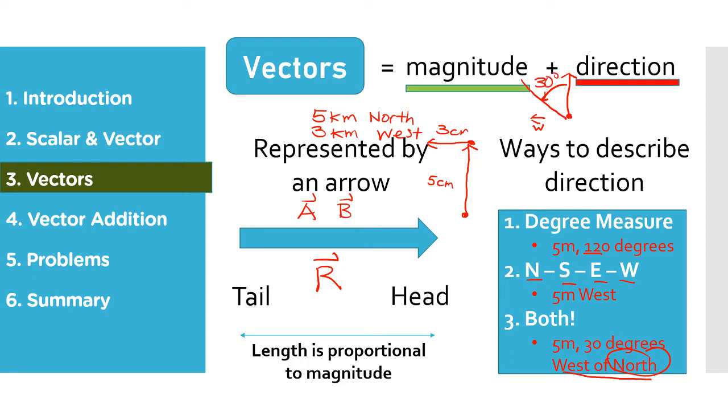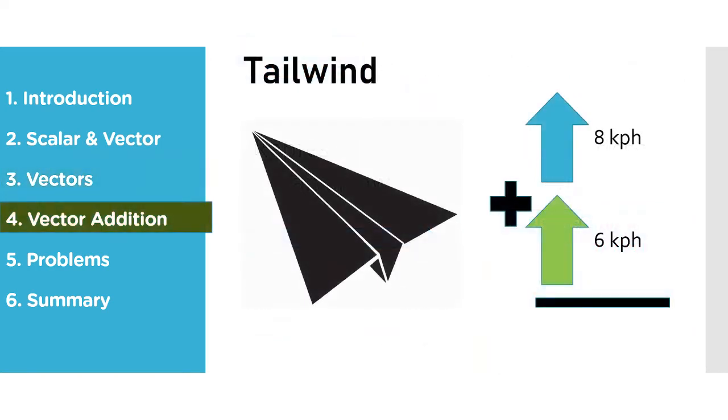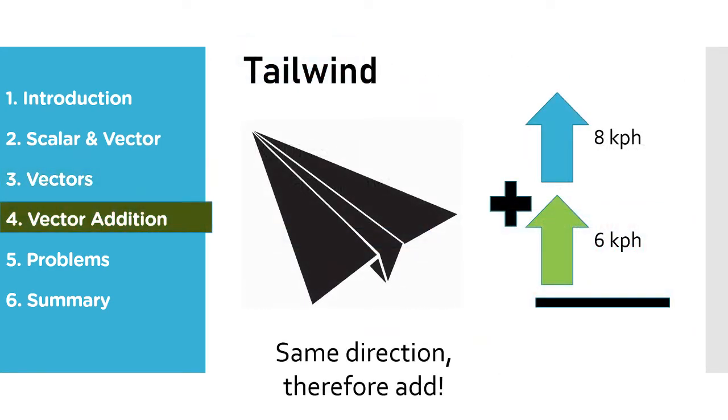That's your angle, 30 degrees west of north. Now let's say you want to add two vectors. When you have a tailwind situation, which is when the vectors are in the same direction, you will add.